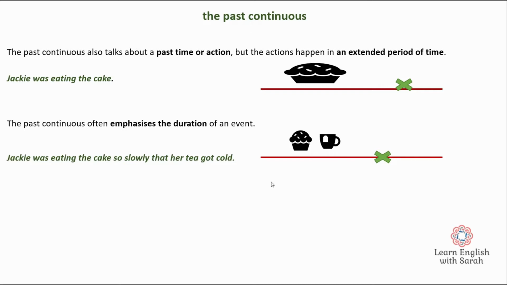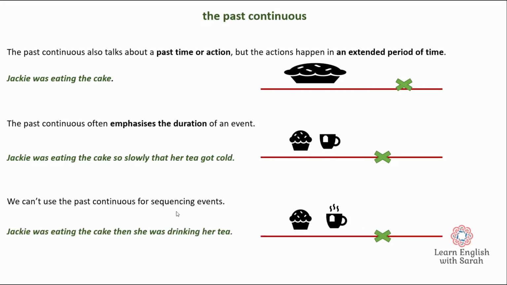Past continuous often emphasizes the duration of an event, and duration means length of time. Okay, so Jackie was eating her cake so slowly that her tea got cold. And one little important difference is that we can't use the past continuous for sequencing events. So you can't do this 1, 2 thing like you can with the past simple. So Jackie was eating her cake, then she was drinking her tea. Nah, it's not really possible.